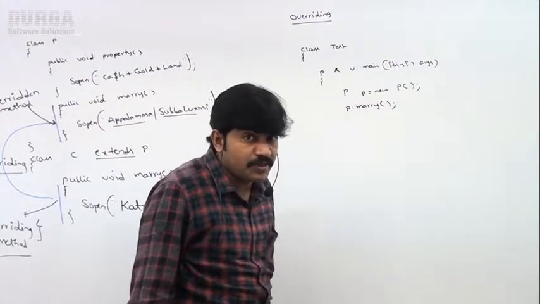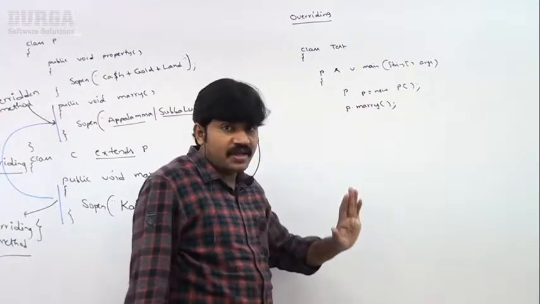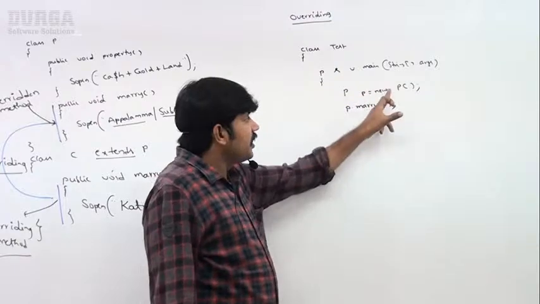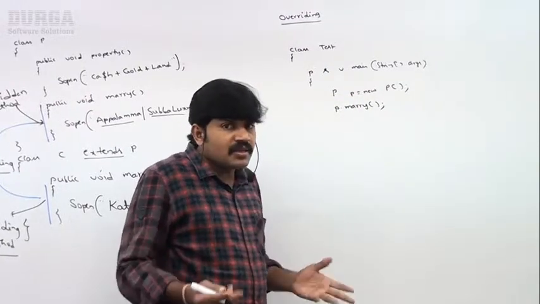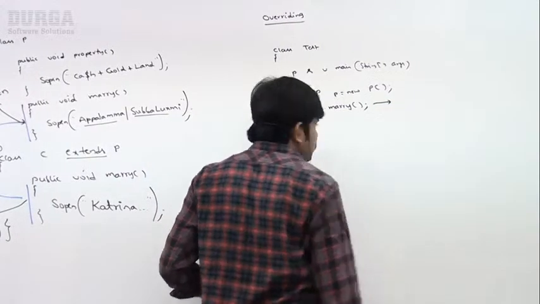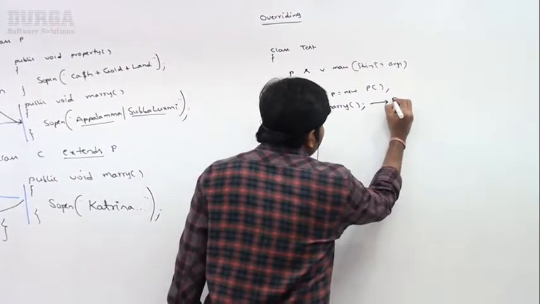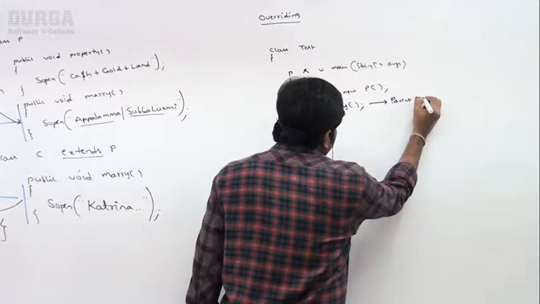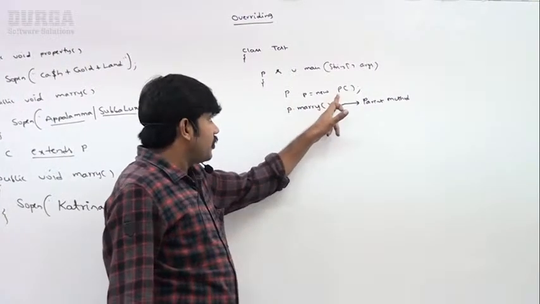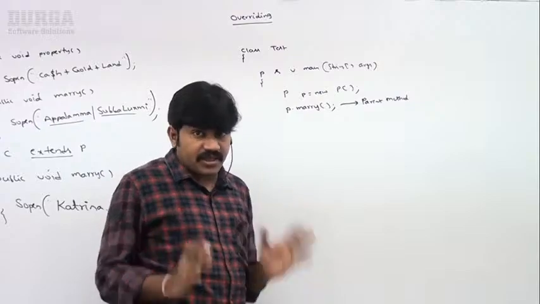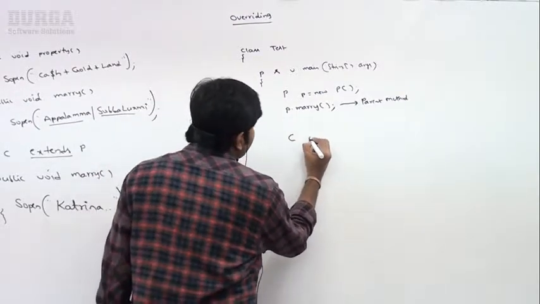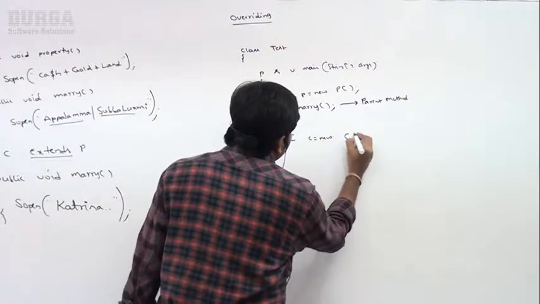Then p.marry method I'm calling. Which reference am I using? Parent reference, parent object, p.marry. There is no ambiguity: always the parent method will get the chance, because you never talk about a child reference or child object. Everything is a parent method, it will get the chance.